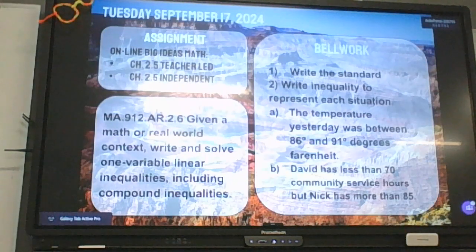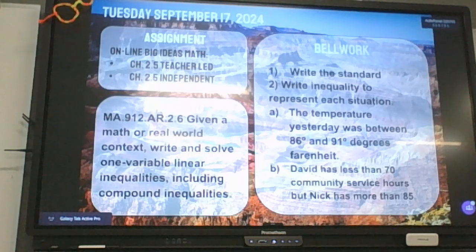Alright, so David has less than 70. You wrote that correctly. David, less than 70 hours. Nick has more than 85. Nick is greater than or equal to 85. Now, to write this as a compound, this would be considered an or compound inequality. The word and wasn't used. The word or wasn't used either, but it's implied.